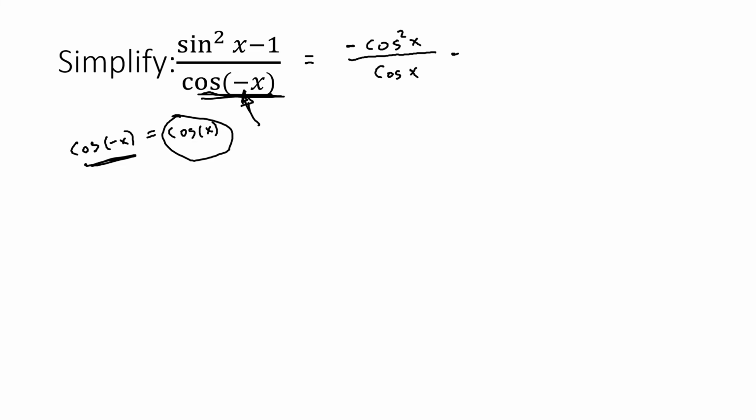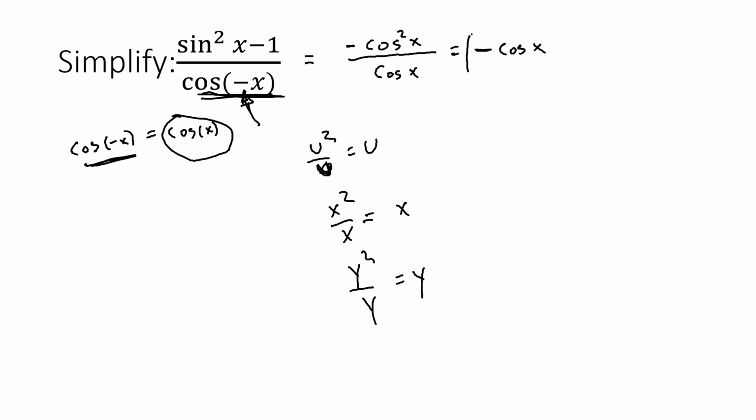What happens when you divide a negative by a positive? You get a negative answer. What happens if you divide a square by the same value? For example, u squared divided by u, or x squared divided by x, or y squared divided by y. Well, clearly, you would just have one of those left over when you divide. So we're going to have just cosine left over when we divide cosine squared by cosine. So our final answer is this. We would have negative cosine of x.